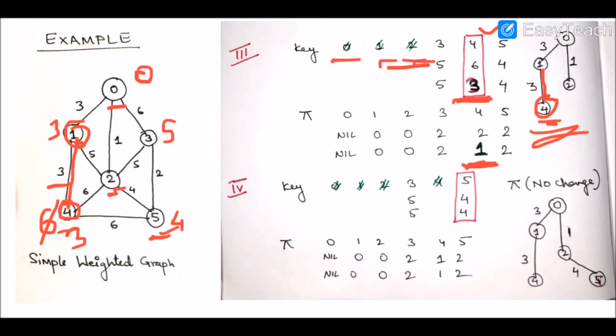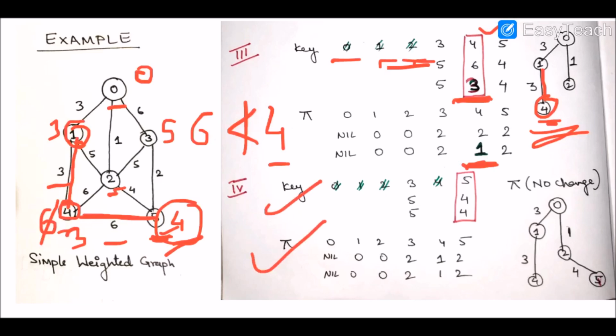We can see 5 is the node whose key value is 4. And what is the weight of the edge connecting 4 and 5? It is 6. So 6 is not less than 4, right? Because the edge value is 6 and the key value of node 5 is 4. So this key value will not be updated, because the condition says that if the key value is greater than the edge value, then only we update the key value with the weight of the edge. So after the extraction of node 4, there will not be any change in the key values and the pi values.